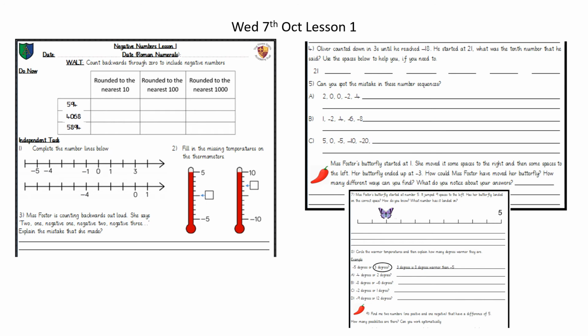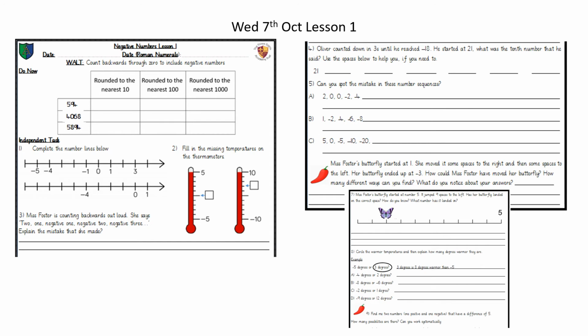For today's maths lesson, we're going to be looking at negative numbers. What you do now is revisit your knowledge from last week on rounding. I know you love rounding, so you'll be absolutely fabulous at it. Three numbers, round to the nearest 10, 100 and 1,000. You'll whiz through it. Then, for your independent task, you've got some number lines.